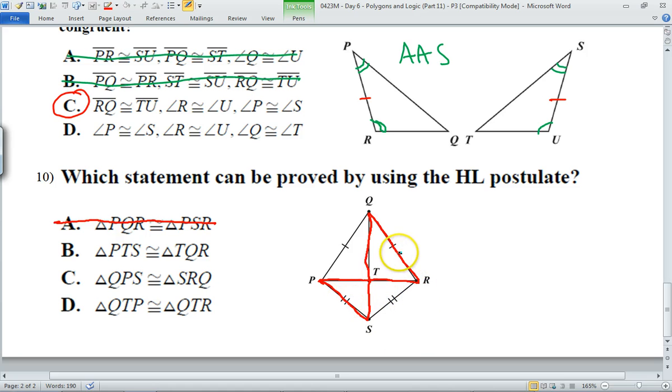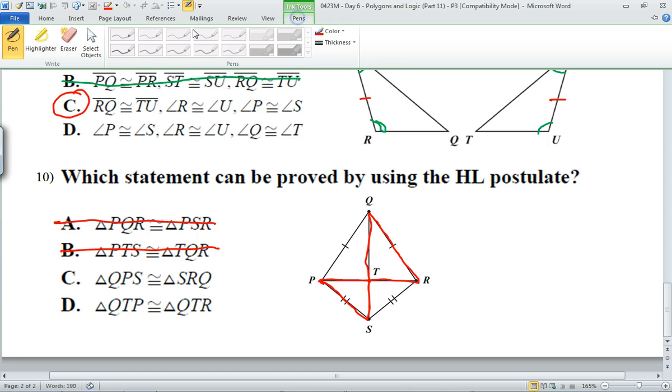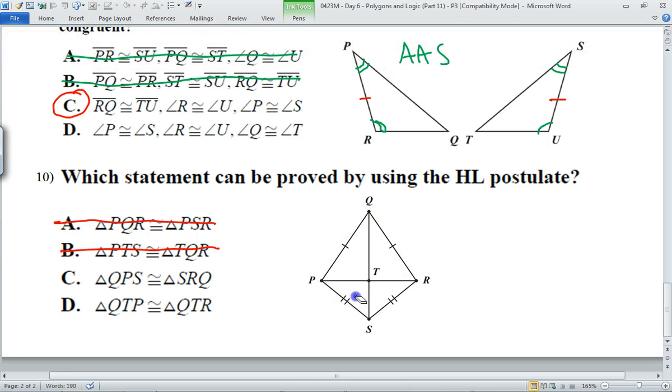Look at the hypotenuses, for example. See how the PS, that has a double mark on it. Look at the QR. It has a single mark. We know for a fact the hypotenuses are not the same. So that's a no. That's a big old no. It's D. I heard it's D.